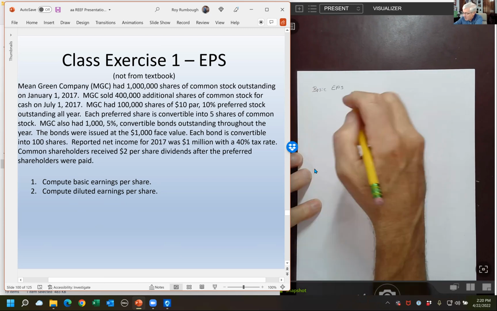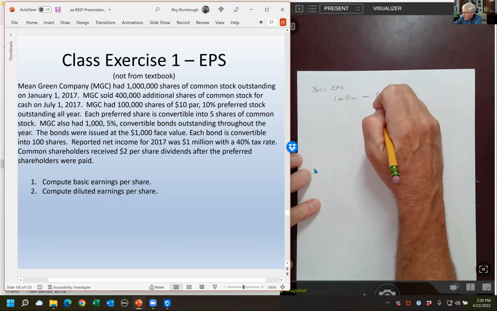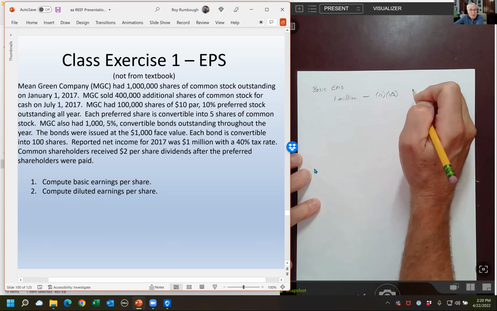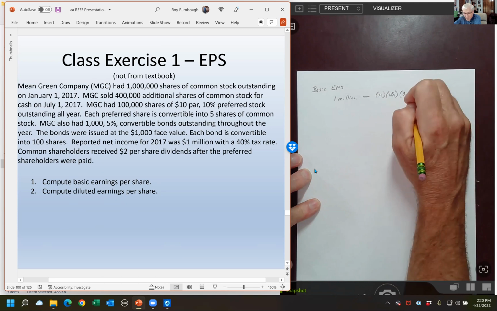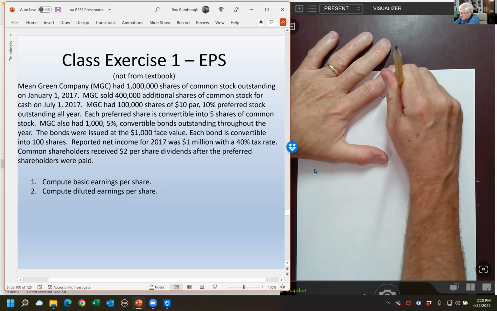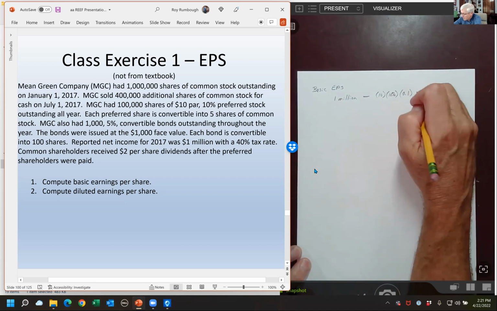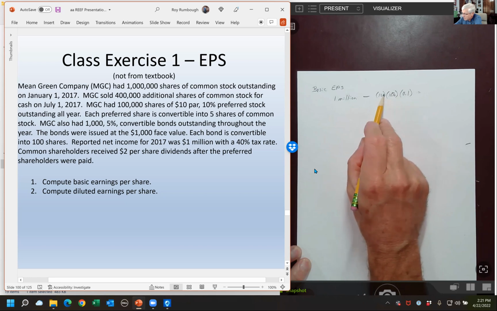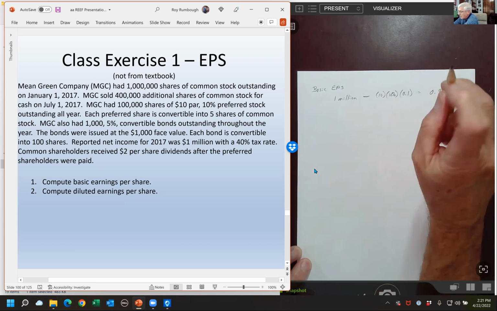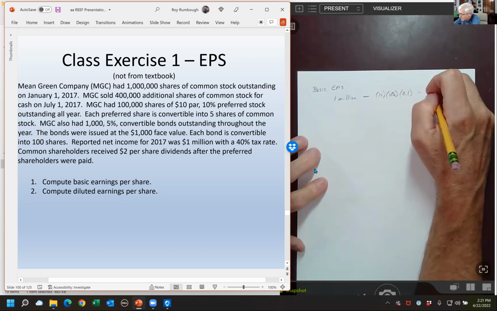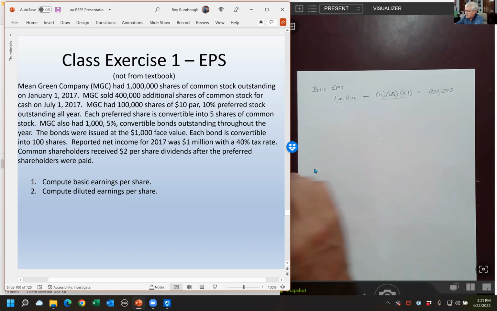We're going to start with the net income in the numerator, 1 million. And we subtract preferred dividends, and that's $10 par times 10% times 100,000 shares. 10% of 10 equals 1, times 100,000 shares is 0.1 million. So 1 million minus 0.1 equals 0.9, or $900,000. Again, net income minus the preferred dividends. That's the numerator.